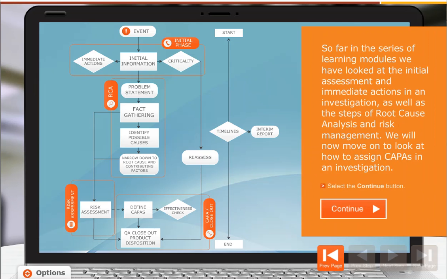So far in the series of learning modules, we have looked at the initial assessment and immediate actions in an investigation, as well as the steps of root cause analysis and risk management. We will now move on to look at how to assign CAPAs in an investigation.